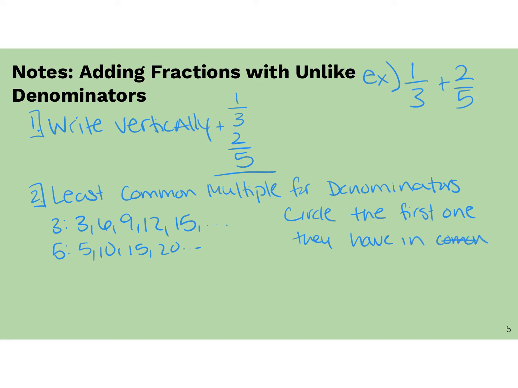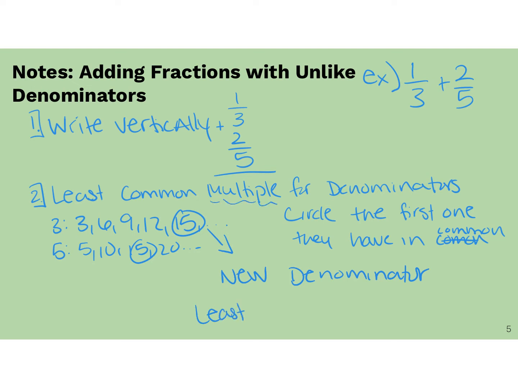Circle, oops, I spelled that wrong. The first one they have in common. So for ours, it's going to be 15. The number you circle is your new denominator. So we found the least common denominator. We found it by finding the least common multiple. That least common multiple is the least common denominator. I'm going to go to a new page because I'm out of room.